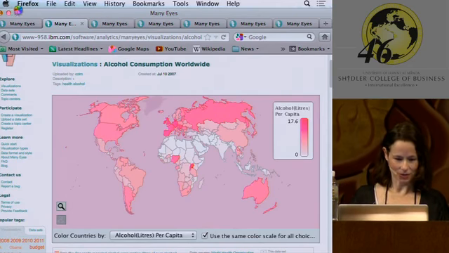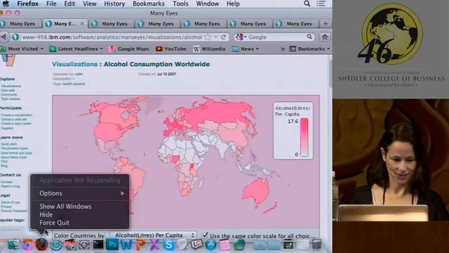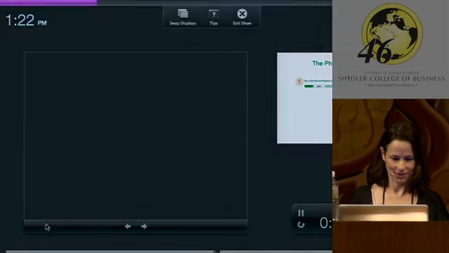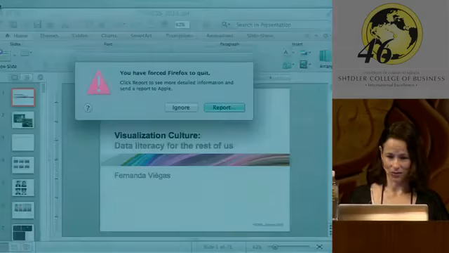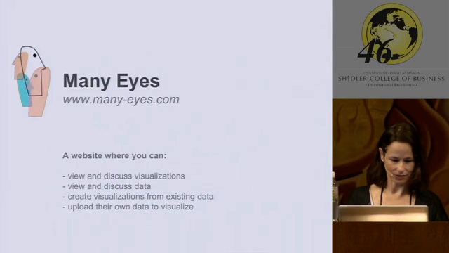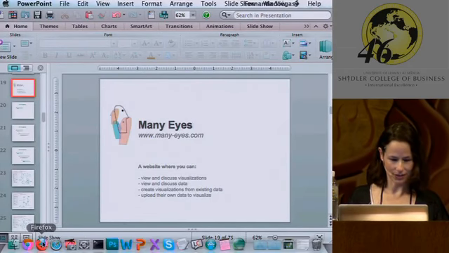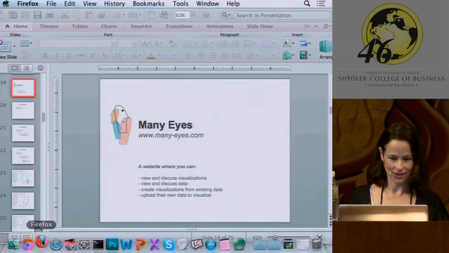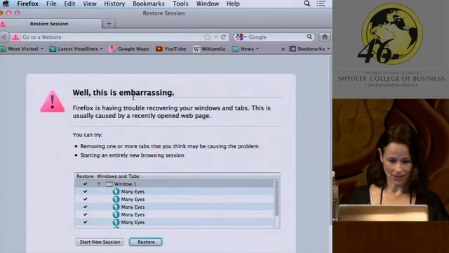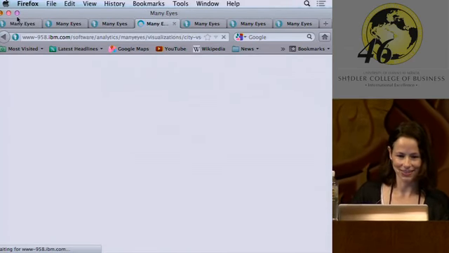Okay, here's what we're going to do. We are going to quit out of Firefox. Yes, I'm sure. No, do not report that. And let's start Firefox again. Just give me one second. That's what happens when you do live demos, right? You live dangerously, very dangerously. Okay. Yes, it is embarrassing. I agree with you.